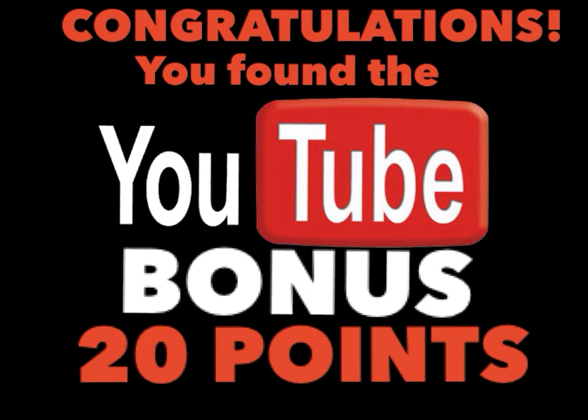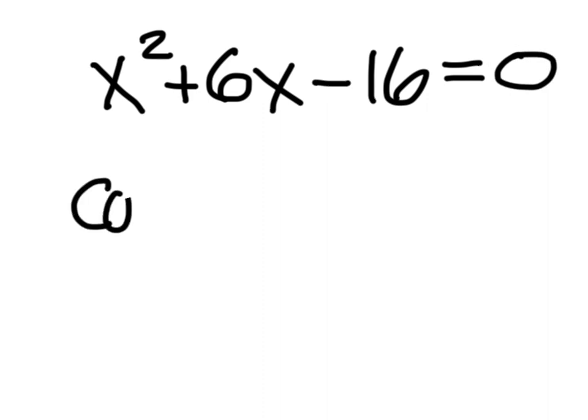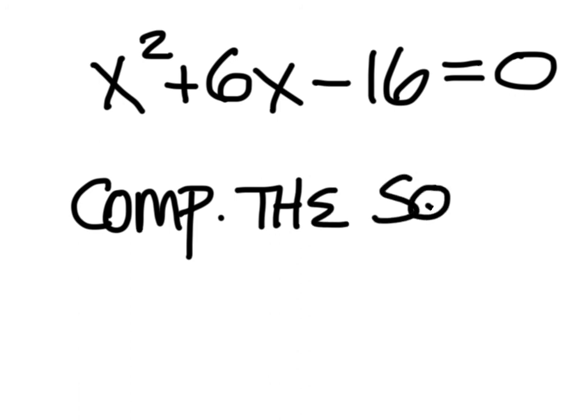Congratulations, you have found the YouTube bonus, which is worth 20 points. Try the problem, show all work, do it on a separate sheet of paper. It will be asked for when we bring up the homework and the other extra credit. Today's YouTube bonus is x squared plus 6x minus 16 equals 0. Solve this by completing the square. Show all work that is necessary.